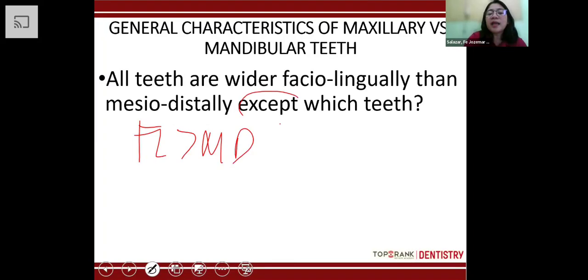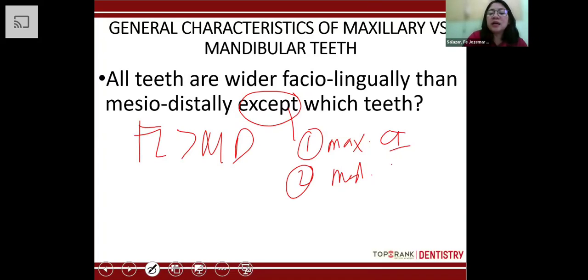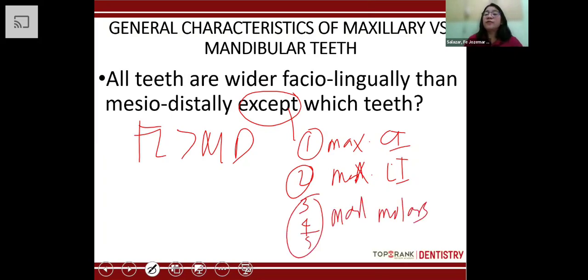Ano yung mga exceptions? Okay, 1, maxillary central incisor. 2, maxillary lateral incisor. 3, 4, and 5, your mandibular molars. Okay, first, second, and third molars. So meaning to say, these teeth are wider mesiodistally than faciolingually.